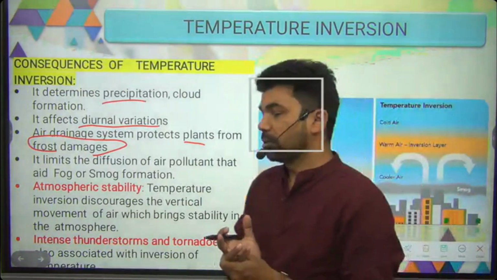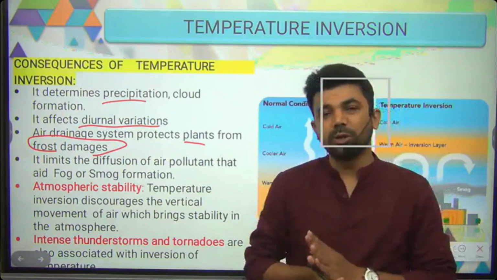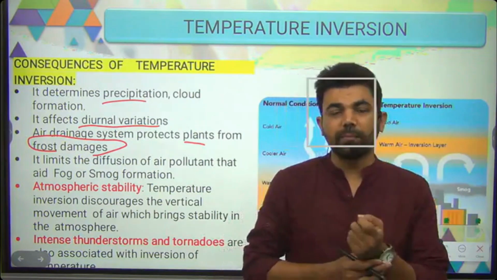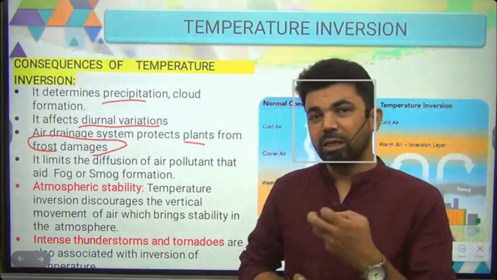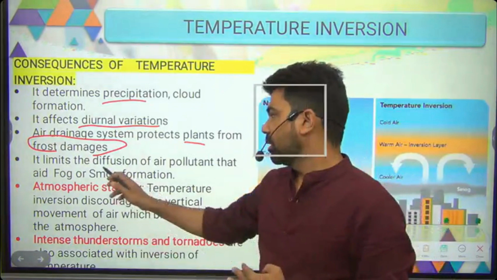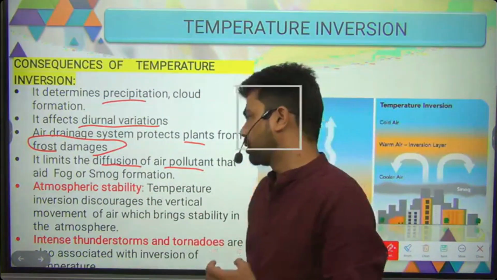Hence the fog and smog formation, what is smog? Smog is smoke plus fog. Okay, so that more pollutants do not go up, the temperature inversion helps to cut that. It limits the diffusion of air pollutants that aid fog or smog formation.